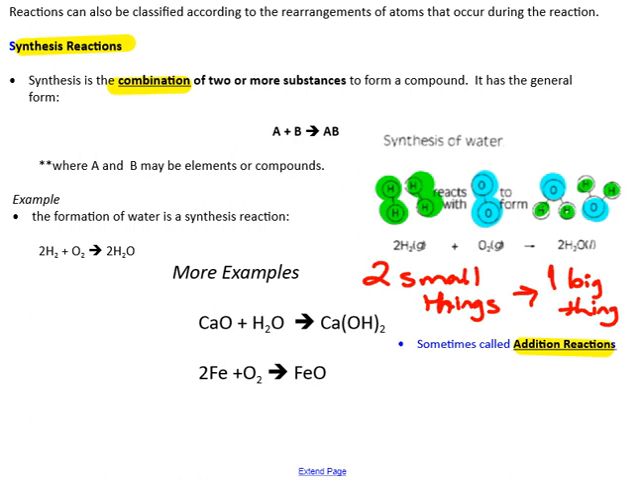Here are some actual examples. I have calcium oxide and water. Here's one thing, here's another thing. But on the product side, there is only one thing produced, calcium hydroxide. Using the arrow as before and after, there's two things before and one thing after. This is a synthesis reaction. Same in the next example, we have iron and oxygen, and after the reaction, you'll notice only one thing. Again, there are two things before the arrow and one thing after. This is how we recognize a synthesis reaction.